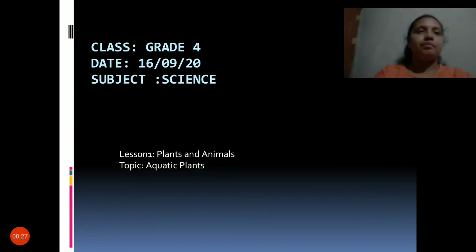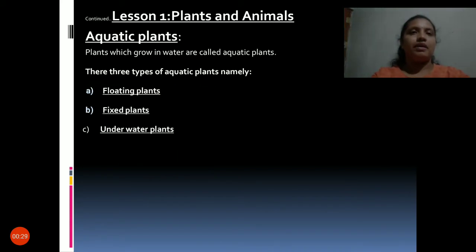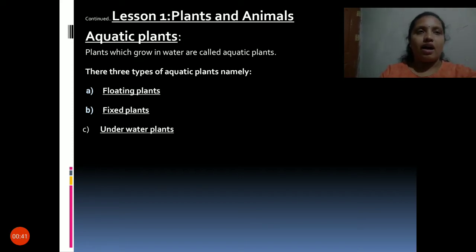Let us see the aquatic plants. Last class also we have seen lesson 1. Let's continue lesson 1. The topic is aquatic plants. Plants which grow in water are called aquatic plants. Before, we learnt about terrestrial plants. Terrestrial plants grow on the land, but aquatic plants grow in water.